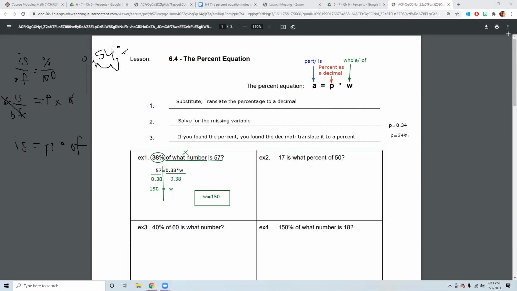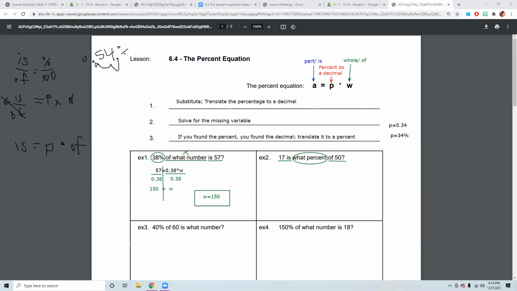Let's go ahead and work on example number 2. So first thing I like to do is circle my percentage. So I see 17 is what percent of 50. And so our percent for this one, since it's the word percent instead of the symbol percent, that's going to be our X, which leaves our 17 is and our of 50.